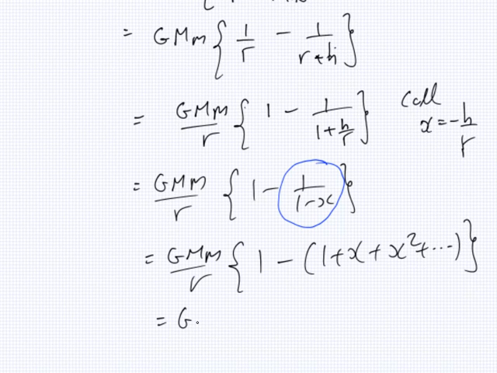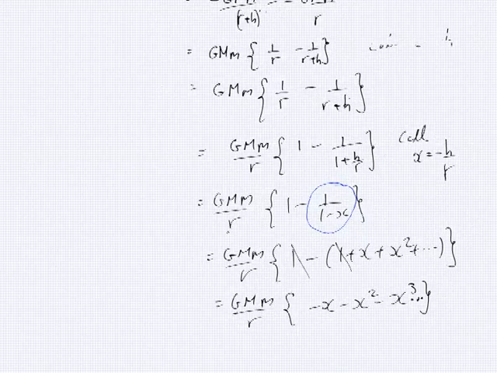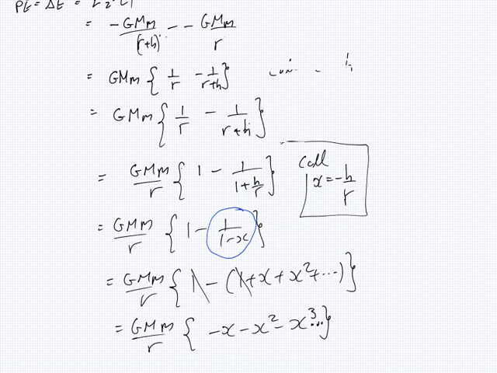Now, what cancels here? The ones cancel, don't they? So you're left with minus x minus x squared minus x cubed, etc. Now, is x a big or a small number? Have a look at what I said x is. So is x big or small? Small. It would be right to say it's very small, because normally this h would be something like 2 meters, and the r would be a few thousand kilometers. So in other words, the x is very small.